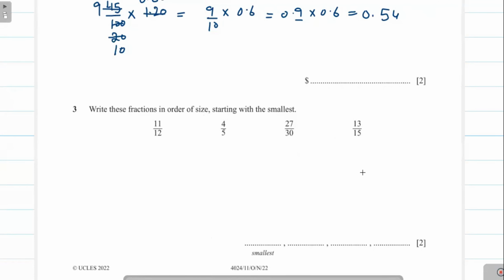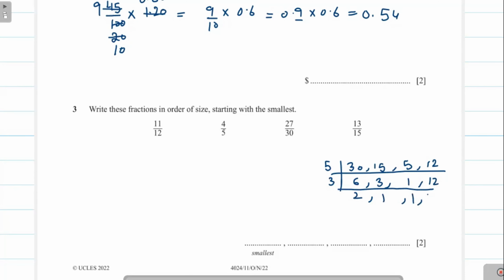Firstly, you see here, I take the LCM of 30, 15, 5, and 12. Now we divide by 5, you get 6, 3, 1, and 12. Now you can divide by 3, you get 2, 1, 1, and 4. 3 4s are 12. Now you can divide by 2, you get 1, 1, 1, and 2. Therefore, the LCM is 5 times 3, 15. 15 times 2 is 30. 30 times 2 is 60.